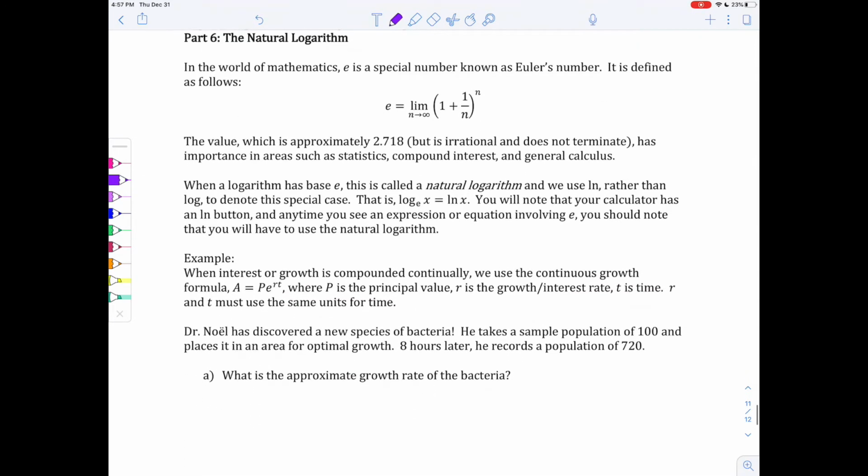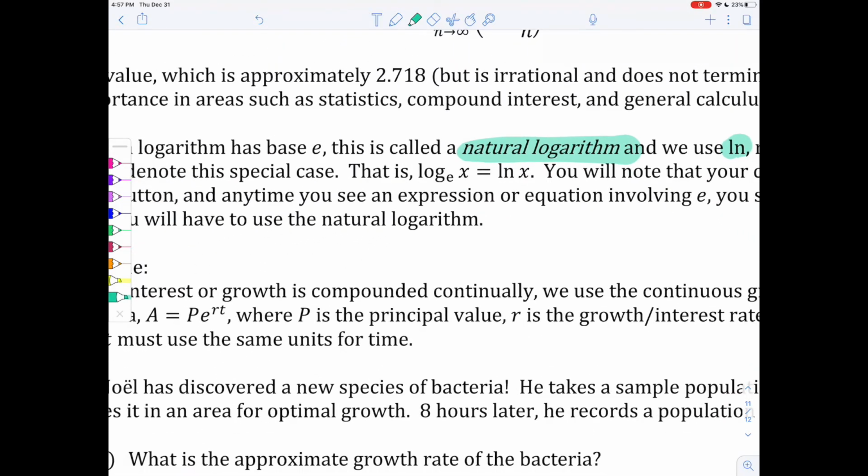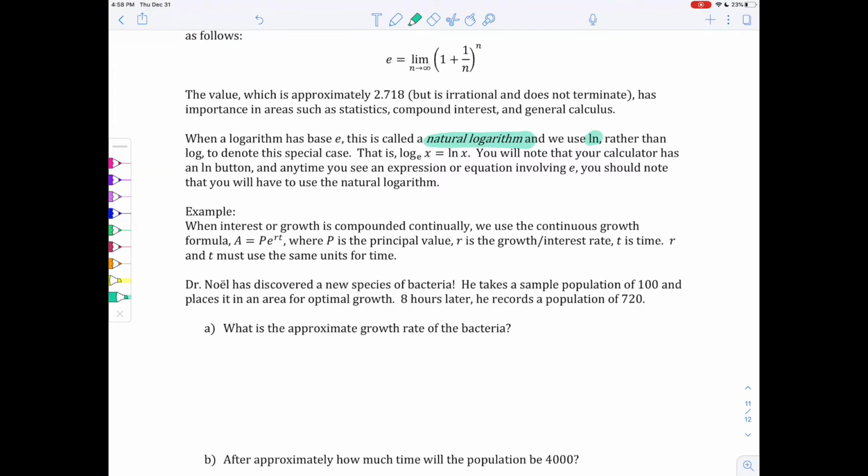When a logarithm has base e, this is called a natural logarithm, and we use ln. So your calculator has an ln button, which is probably close to the log button, and we just use it to denote that special case of using e. So log base e of x is the same thing as ln of x, or ln x, as some say. Some say ln x, but not me.